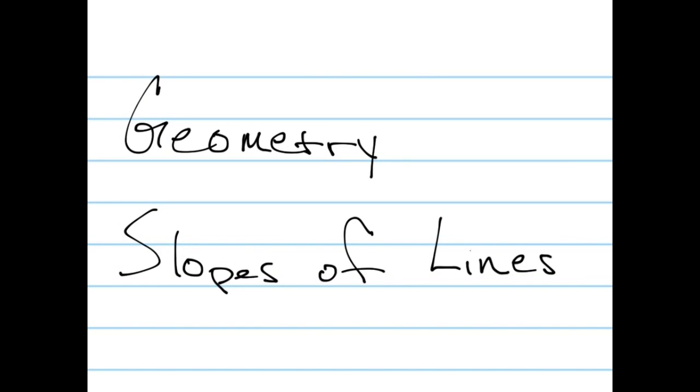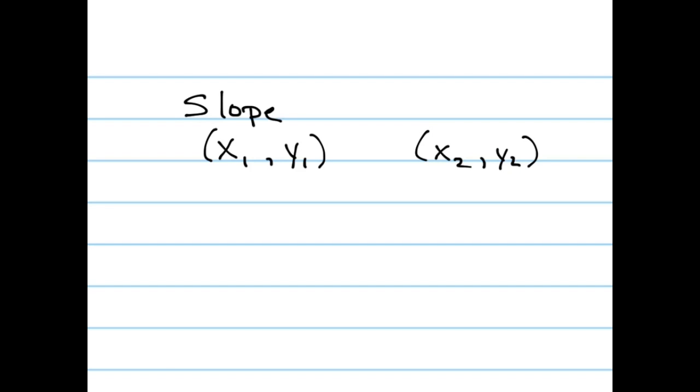Today we're going to find slopes of lines and use them to determine line relationships. So you should remember from Algebra 1 that the slope of a line is calculated by looking at 2 points. We'll call them x1, y1, and x2, y2, and taking the change in y, y2 minus y1, over the change in x.